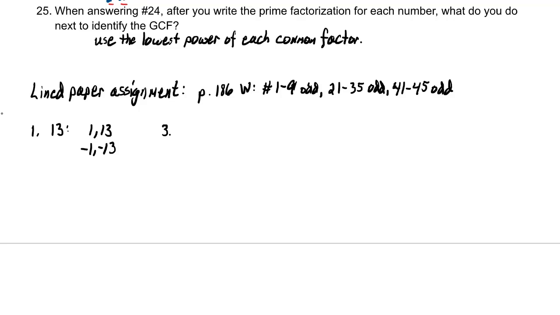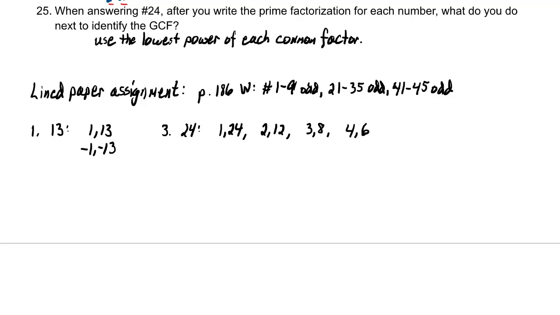Next, number 3, 24. Let's do what we did in the last problem and first list all of the positive numbers that divide into 24, and then we can give the negative numbers. So 24 is 1 times 24, or 2 times 12, or 3 times 8, or 4 times 6. 5 does not divide evenly into 24.